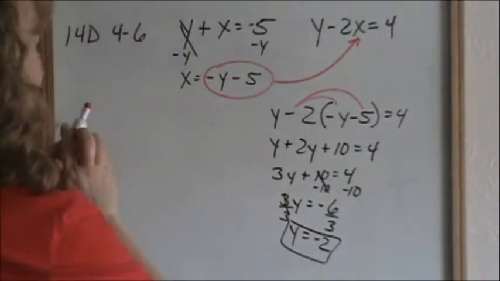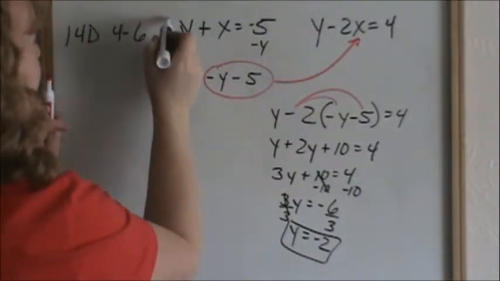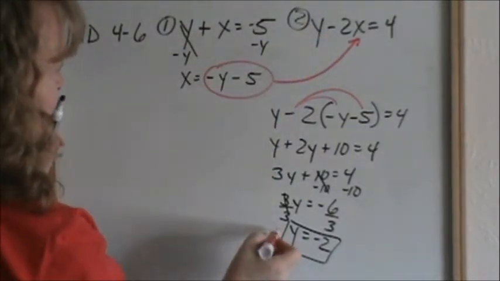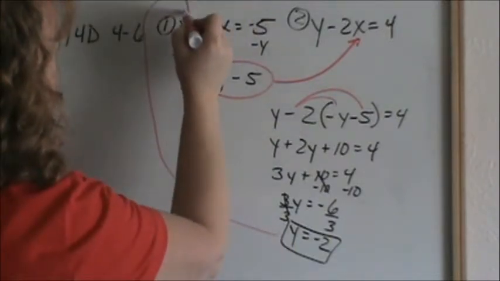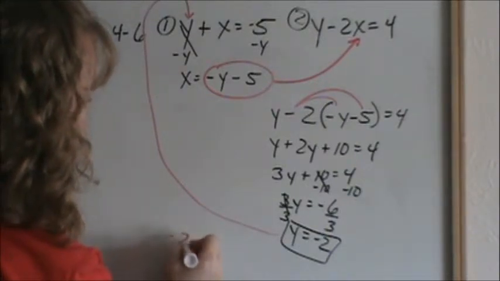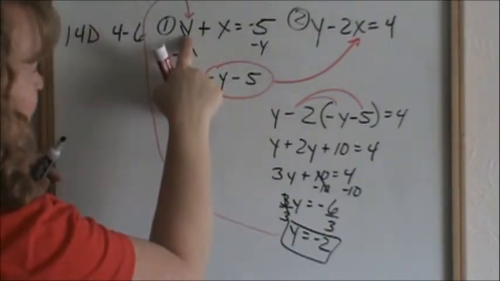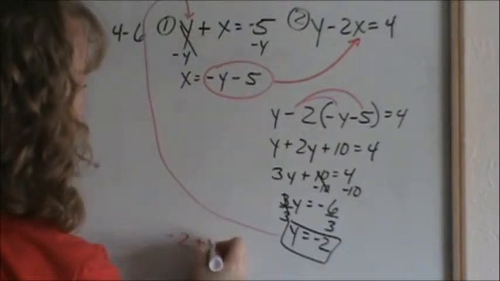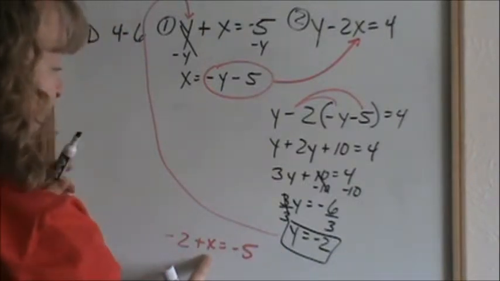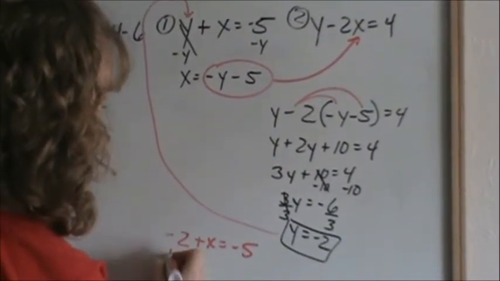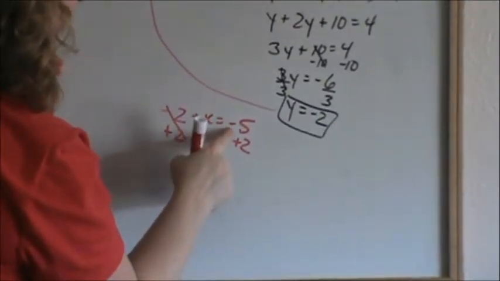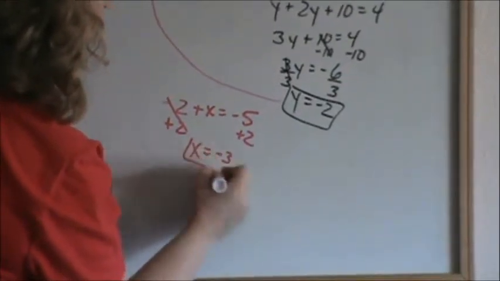Okay? So, here's my original equations. There's equation 1. There's equation 2. So I'm going to take this and put it all the way back in right there for y. Okay? So that means that would be negative 2, because y is negative 2. Negative 2 plus x equals negative 5. I'm solving for x, so I need to add 2 to the other side. Watch your signs. X equals negative 5 plus 2, so x would be negative 3.